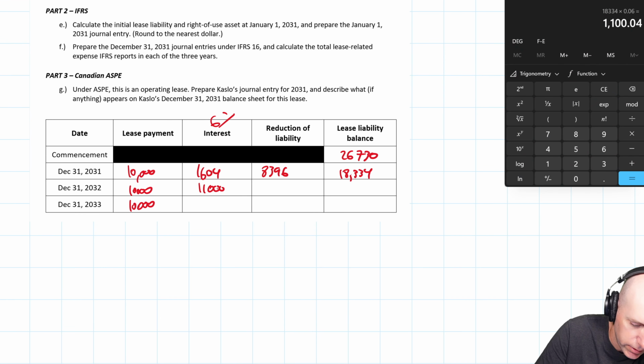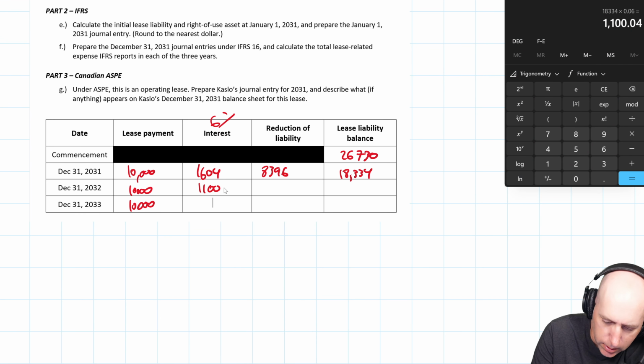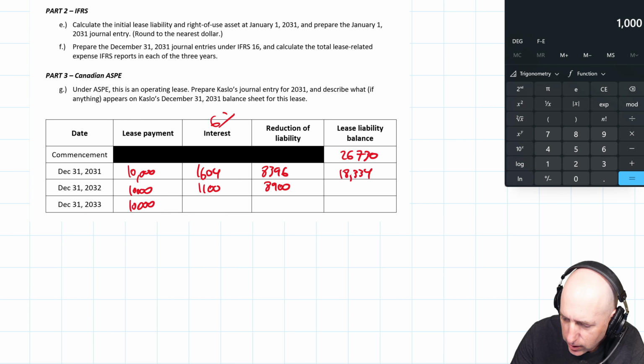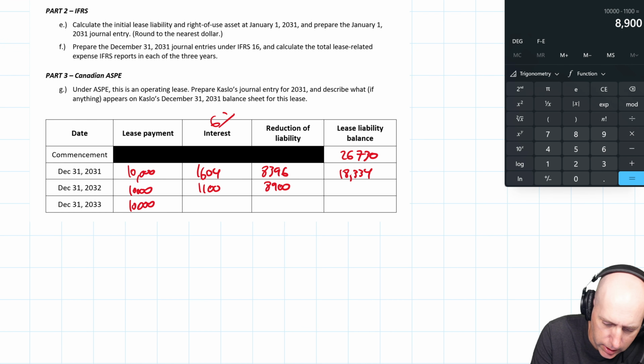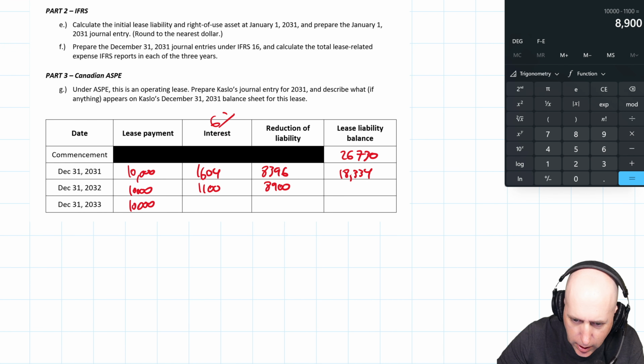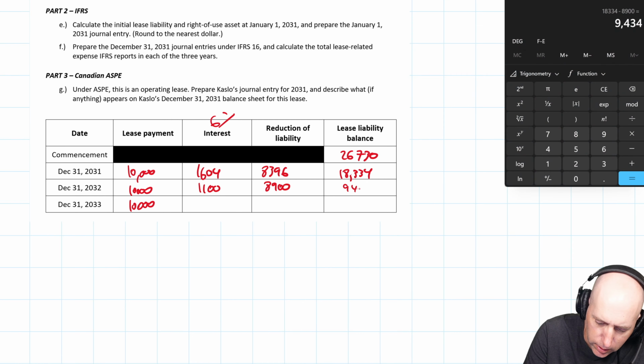It's $1,100. Meaning this has got to be $8,900, 10,000 minus 1,100, 8,900. And we were at 18,334 minus 8,900 is 94.34.